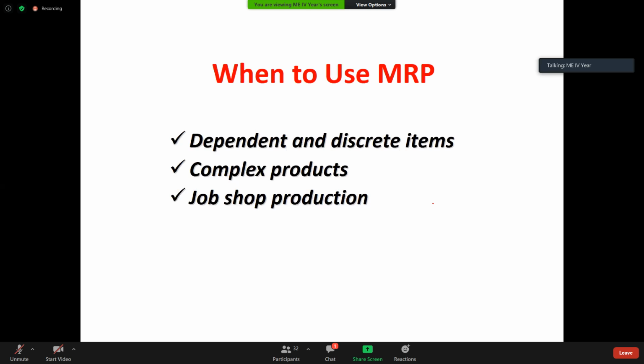Different means discrete items. Discrete means here the function is different, the dimensions are different, and the quality check is different as well. So for all these discrete items and dependent items, where they are involved, we can use this MRP, and also for complex products and job shop production.